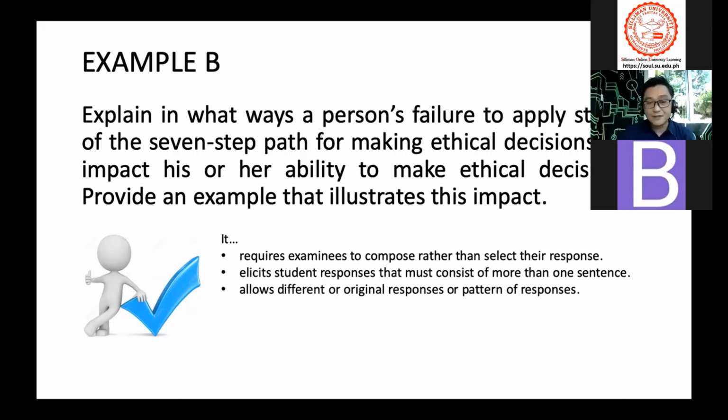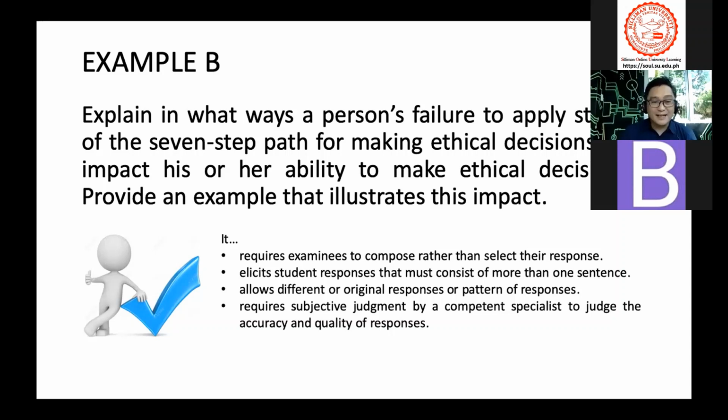Third, this test item allows different or original responses or pattern of responses because they are expected to provide an example each, okay? And it's not very likely that they're going to have the same examples unless they're copying each other's work. And then, of course, this test item requires subjective judgment by a competent specialist to judge the accuracy and quality of responses.